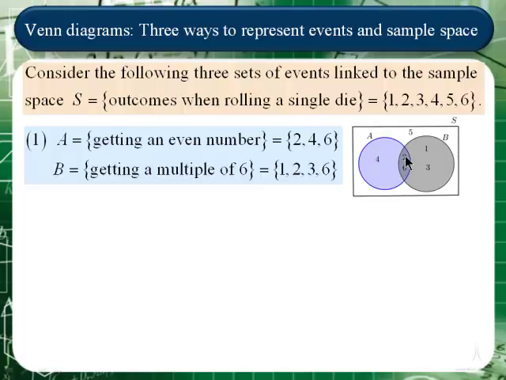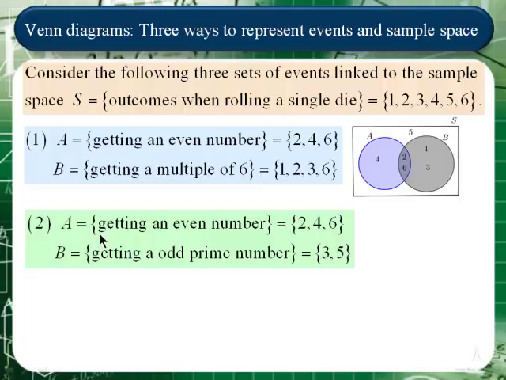Now, if we make a sketch of the 2 events, then you will see that the 2 events have the outcomes 2 and 6 as common outcomes, while the outcome 4 belongs to the event A only, and the outcomes 1 and 3 belong to the event B only, while the outcome 5 belongs to neither the event A nor the event B. So it's completely outside the 2. So you can get this situation where 2 events can have some outcomes in common.